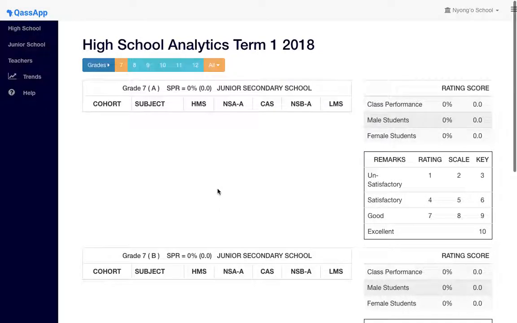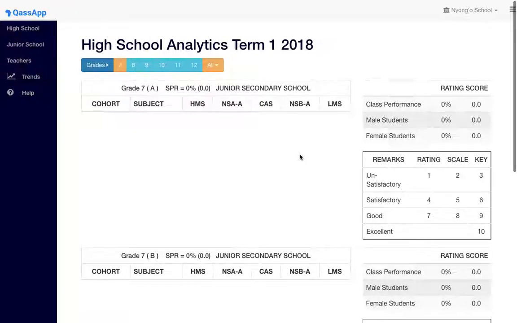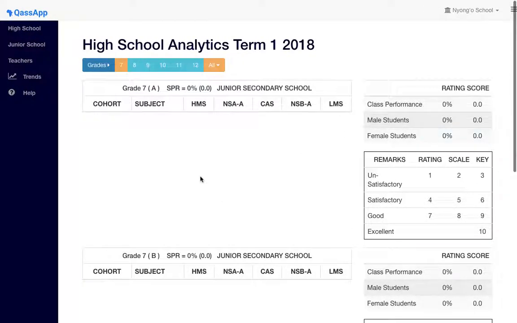Everybody, welcome to QassApp. So here we're looking at the analytics page for the school section. Because we're looking at a brand new school with no data, no students, no grades posted, everything is zero, okay? So there's no information anywhere. But because it's like this, it's good to point out a few things.